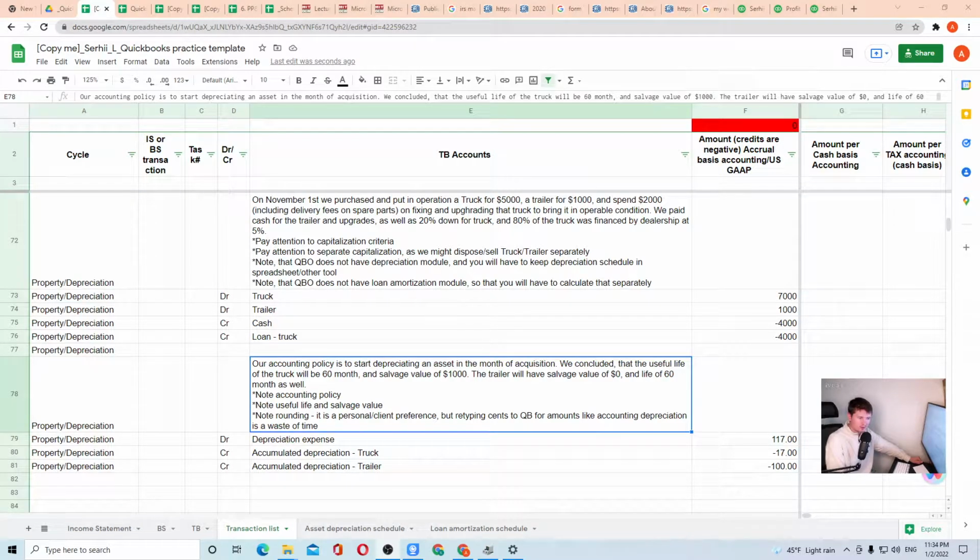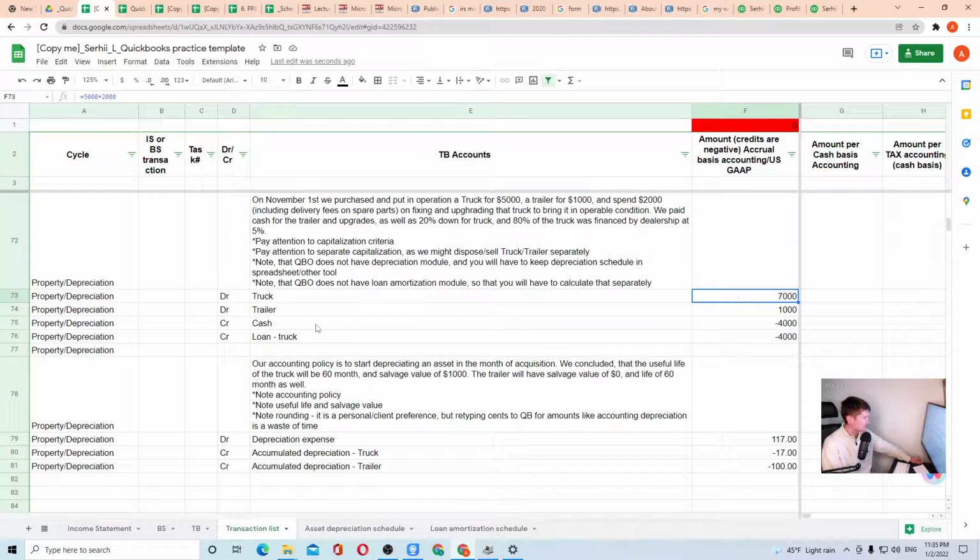Hello everyone. Today we are going to take a look at asset depreciation. In our previous video we added two assets to our fixed assets ledger. One was a truck for 7,000 and one trailer for 1,000.